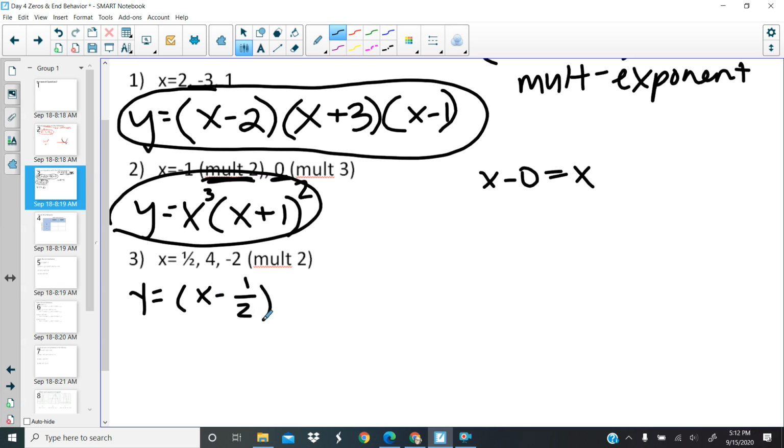And then I'm going to come back to that. And then I would have x minus 4. And x minus -2 is going to be x plus 2. And there's a multiplicity of 2 on that one.